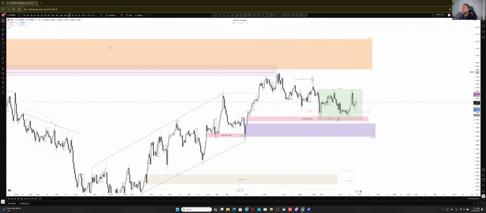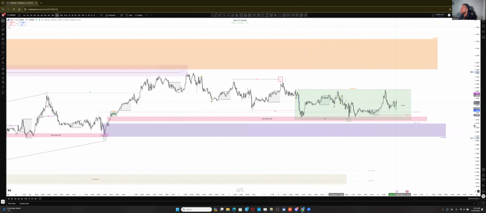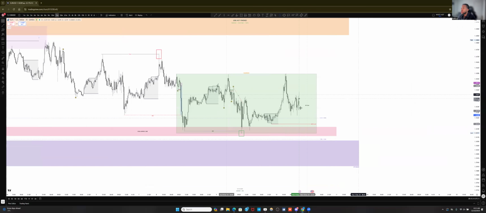So let's go down to the 15-minute and see what we're working with. Okay, so we've got our execution window. Let's place our kill zone, which is at 12. We've got our kill zone.